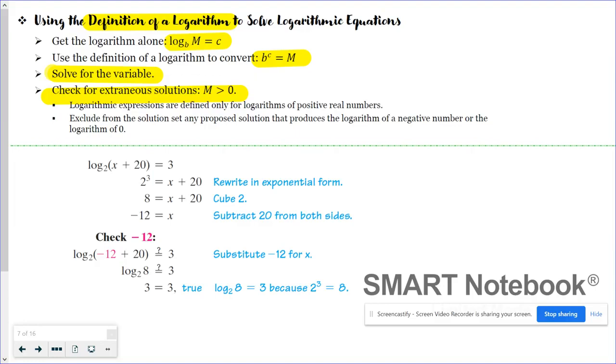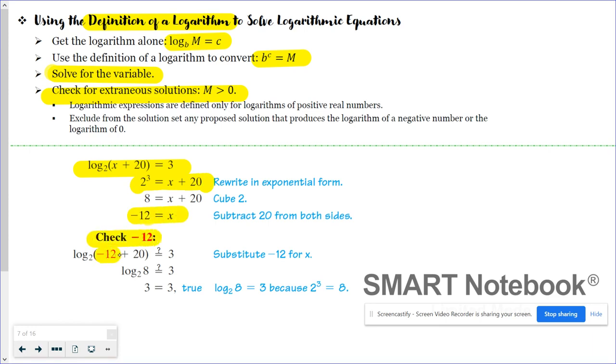The example below illustrates these steps. Here's our equation: log base 2 of x plus 20 equals 3. Get the log alone, well, that's already done, so we're good to go. Step 2, use the definition to convert. That's what they did here: 2 to the third power equals x plus 20, and then we're ready to solve for the variable. The last thing they're doing is checking.